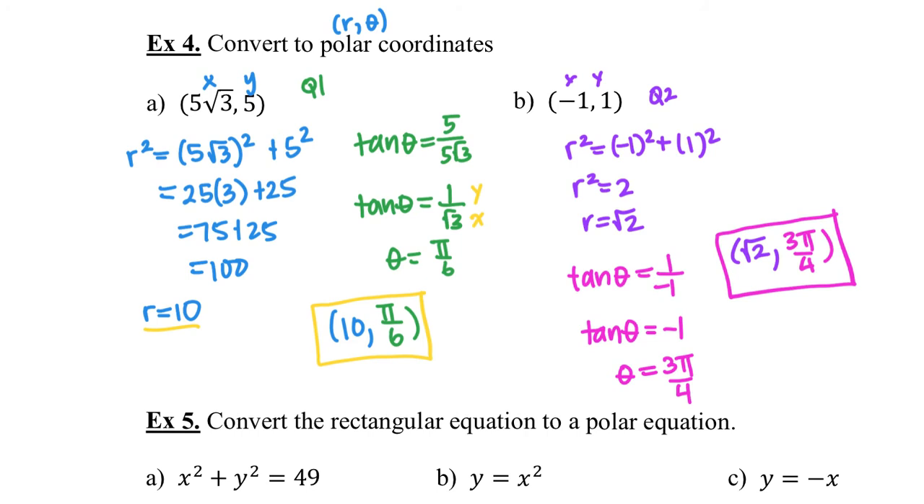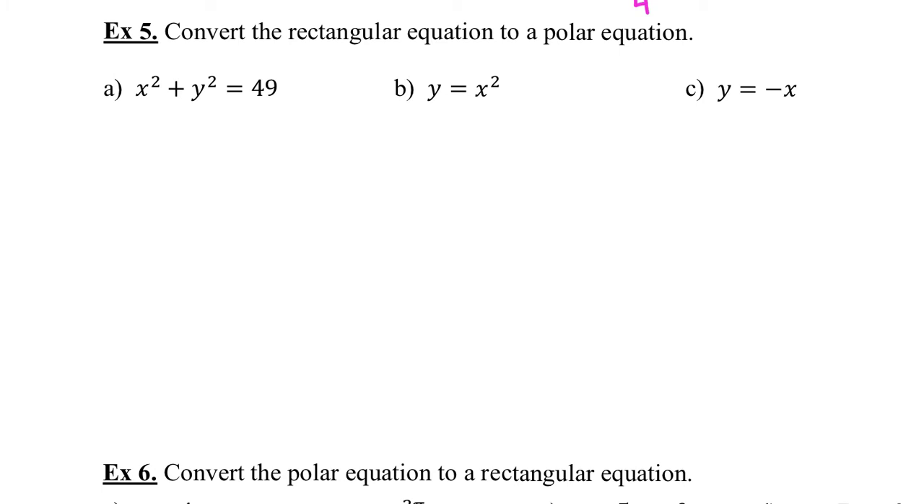Sometimes they do give you a restriction on theta, in which case you would be careful. Okay, the last thing we're going to do is convert rectangular equations to polar equations and polar equations to rectangular equations. Rectangular equations have x and y in them. That's the one we're used to.